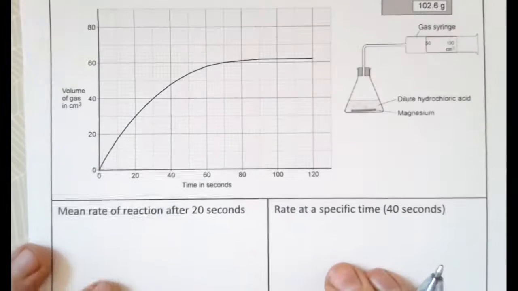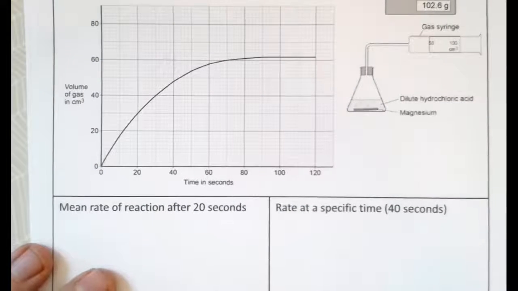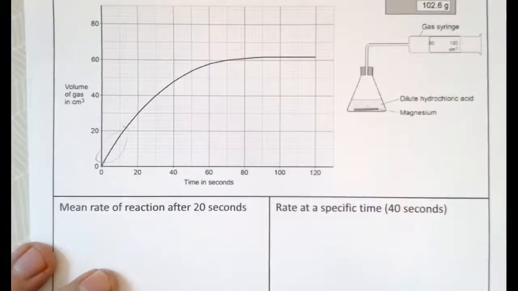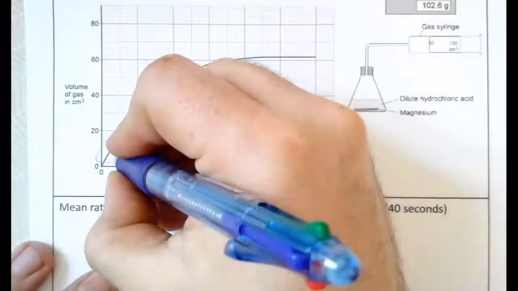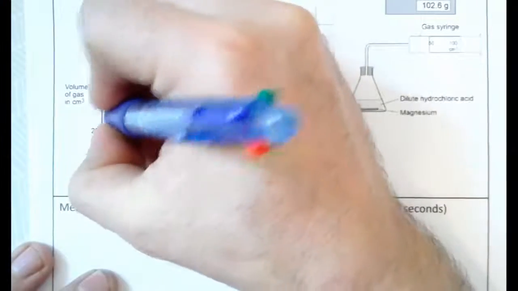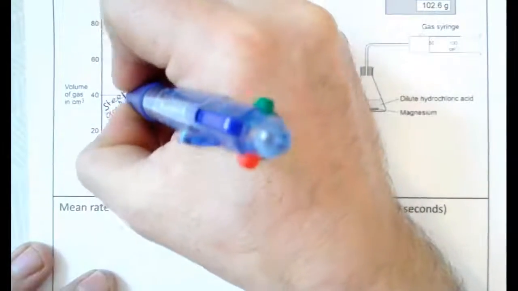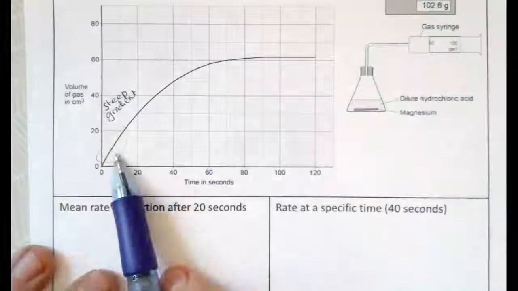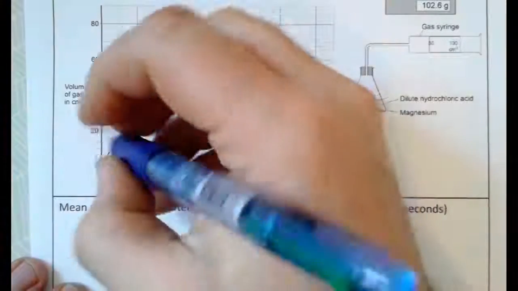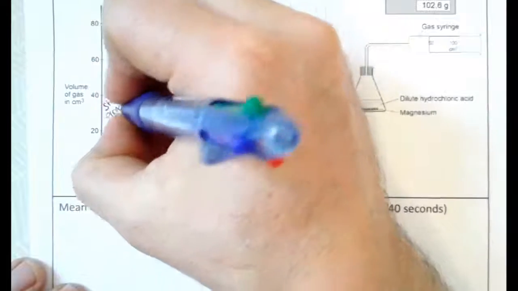So if we take a look at our graph to start with, we might have to explain the trend or the pattern that our graph is showing. If we have a look at the start of the graph, we've got a really steep slope, or a really steep gradient. This means we've got a large change in volume for a short time. This means that there is a high rate of reaction.